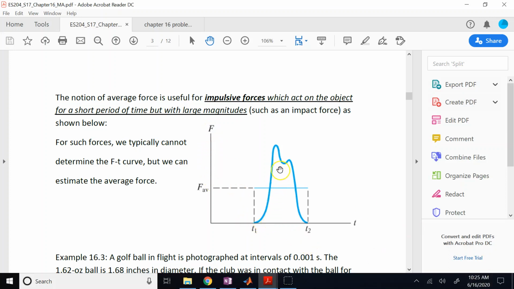So if I can find the area of this shape here, and then say, instead of this variable force, let's assume that the force in the whole period of t1 to t2 was a constant number, we call it F average. If that was the case, then if this area is equal to the area of that rectangle, which is F average times t2 minus t1, in other words, the impulse of the F average is the same as the impulse of the actual F, then I call this the average of the actual F, right?